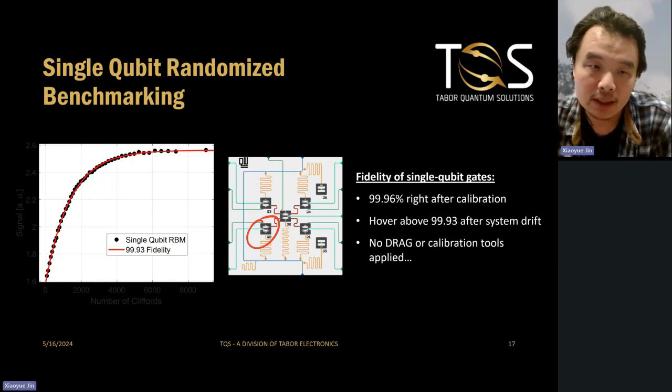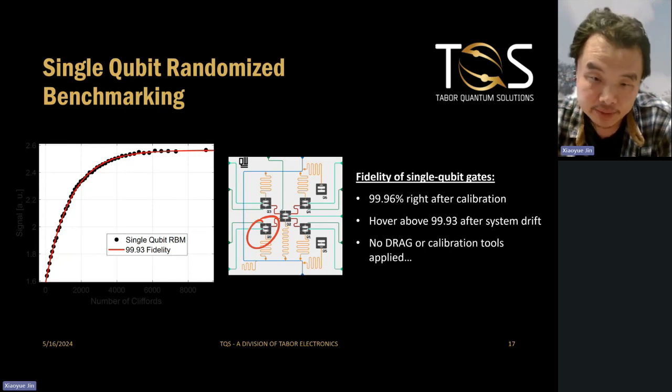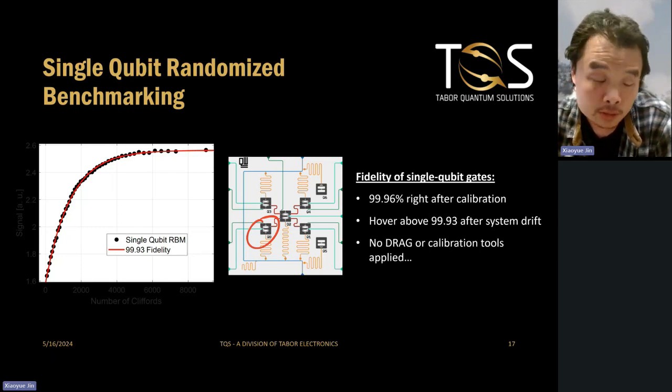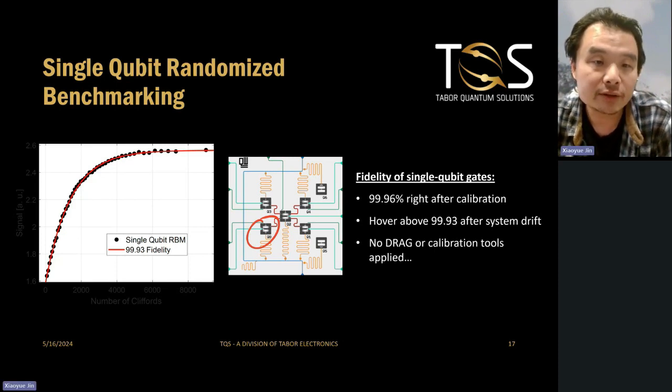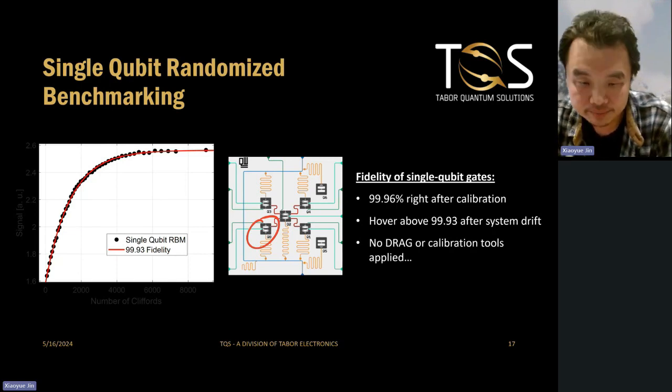But once you are above 3 nines, everything matters, and it will slowly drift away from the optimized point. But if you take a long time to measure, the fidelity is still going to be hovering above 99.93%. I need to emphasize that here we didn't apply any DRAG or any automated calibration tools. I'm pretty sure with those tools applied, we can push the single qubit fidelity to an even higher level.